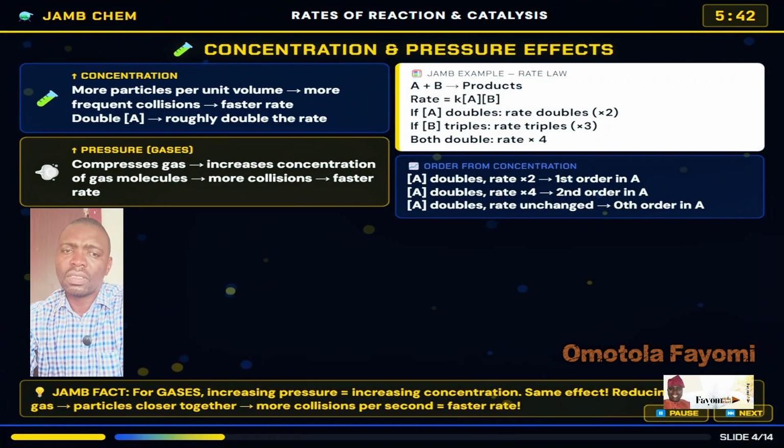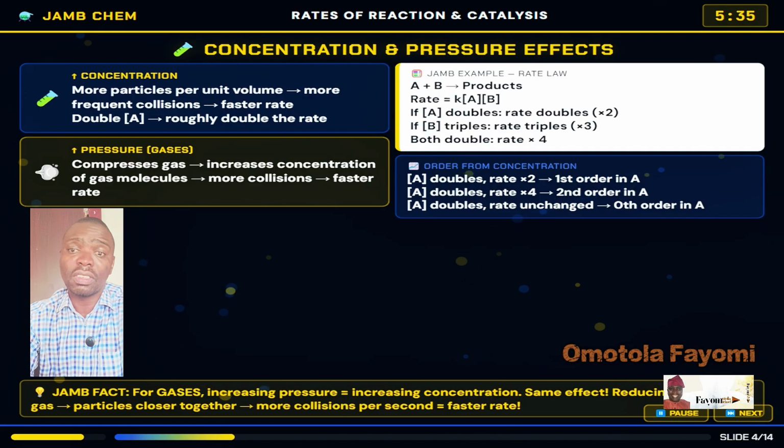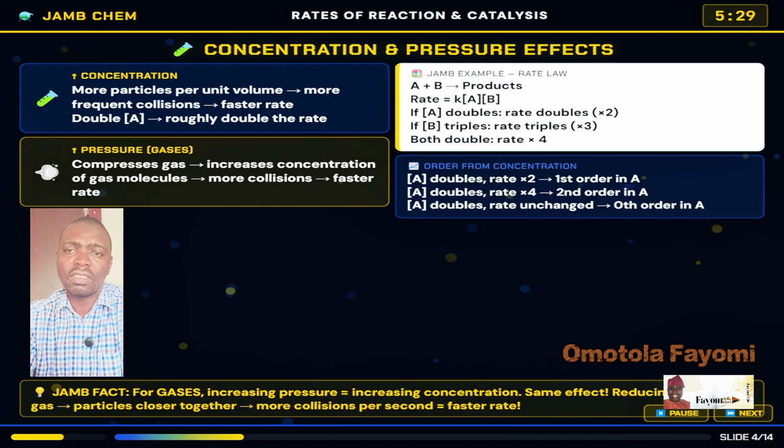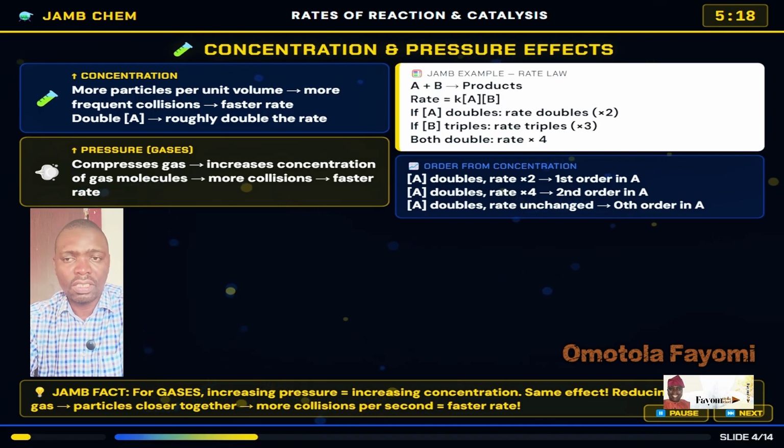Let us start with the factors, beginning with concentration, one of the most tested in JAMB. When you increase the concentration of a reactant, you are placing more particles into the same volume. More particles in the same space means collisions happen more frequently per second. More frequent collisions means more effective collisions per second, and therefore a faster reaction rate. Roughly speaking, doubling the concentration of a reactant tends to increase the rate. By how much depends on the order of reaction.